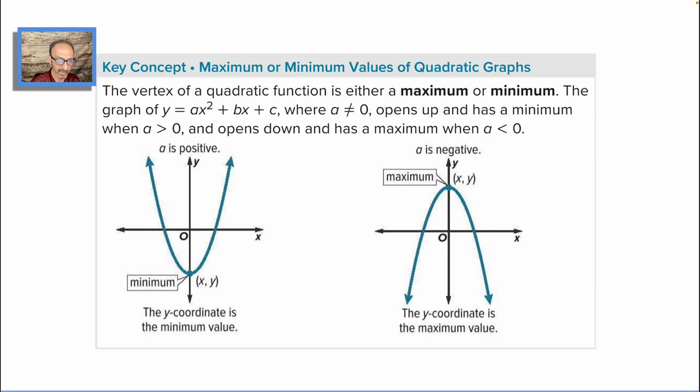So here's a graph that opens up and a graph that opens down. This time we're going to talk about maximum and minimum. If the graph opens down, we do have a maximum value. That's the y value. If the graph opens up, we do have a minimum value, and that's the lowest y value. Of course, that happens when a is positive, it opens up, so you have a minimum, and when a is negative, the graph opens down, and then you have a maximum.